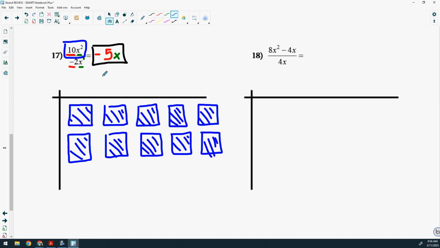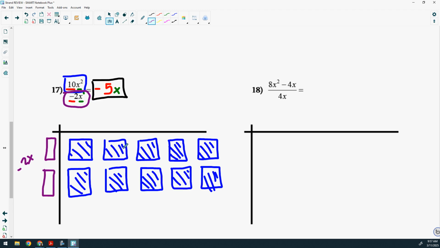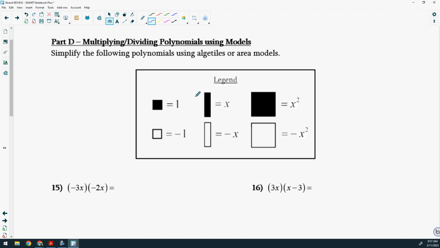Now I'm dividing it by negative 2x. So I'm going to use maybe purple for that. So there's negative x, there's negative x. Right, so that's negative 2x. And for those of you who have maybe forgotten, you can look back up here to look at the legend as a reference point.